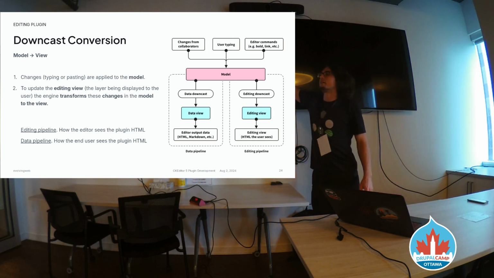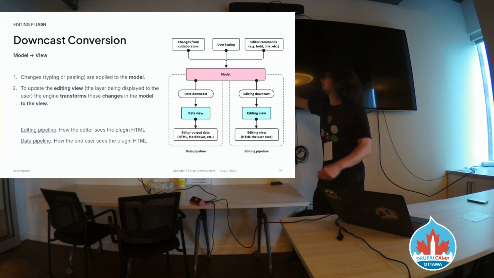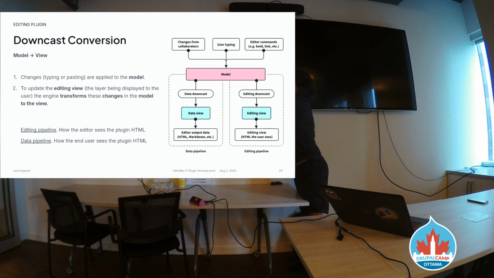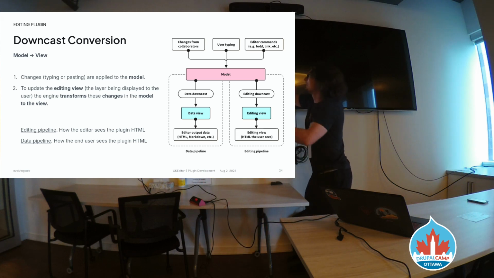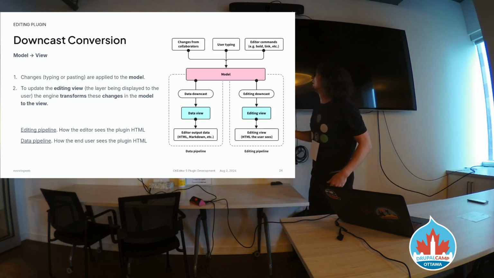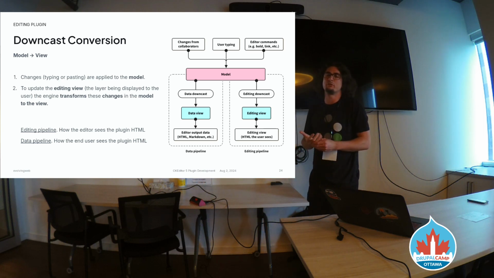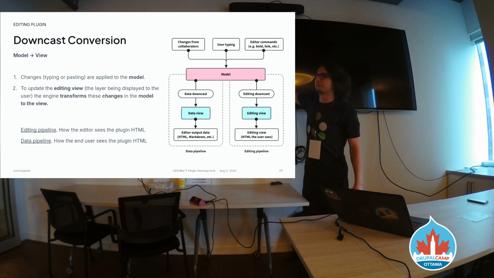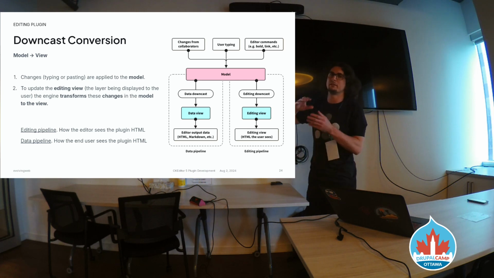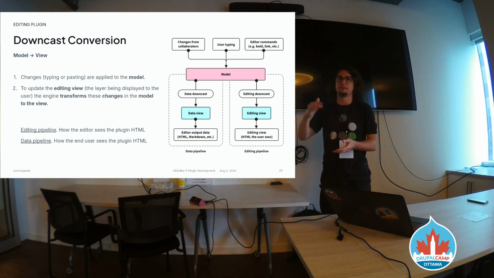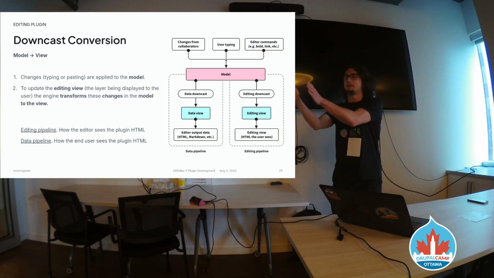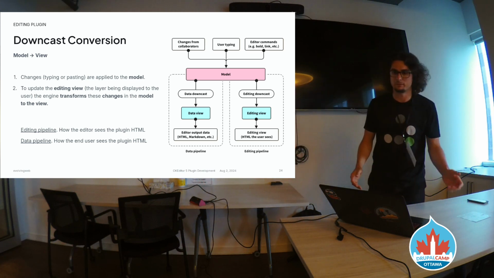Editing downcast is something you use if you want to show some extra information for the content editor. In our case, we don't use that, just neglect it. We use the data pipeline. But it's good to know that if we need to show some extra information, that's the way to do it. Data downcast is different from editing downcast.